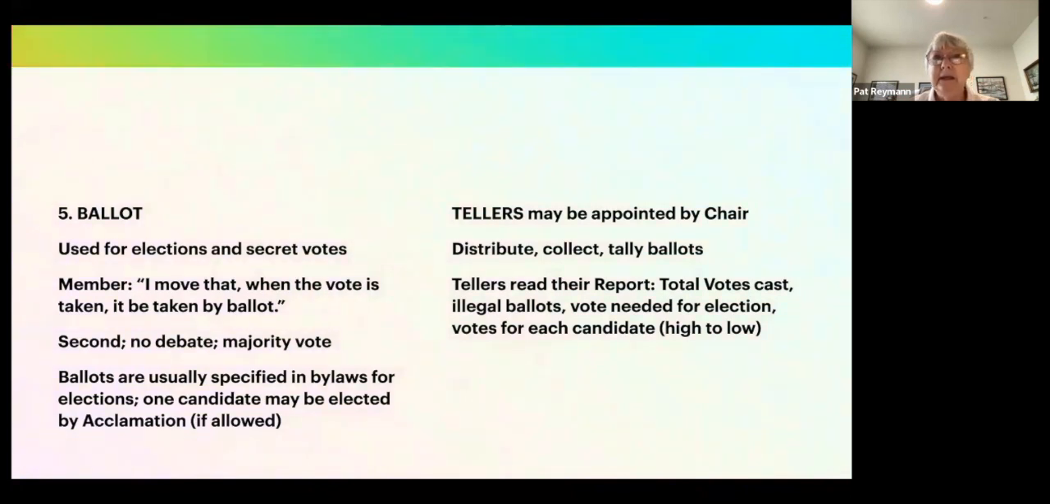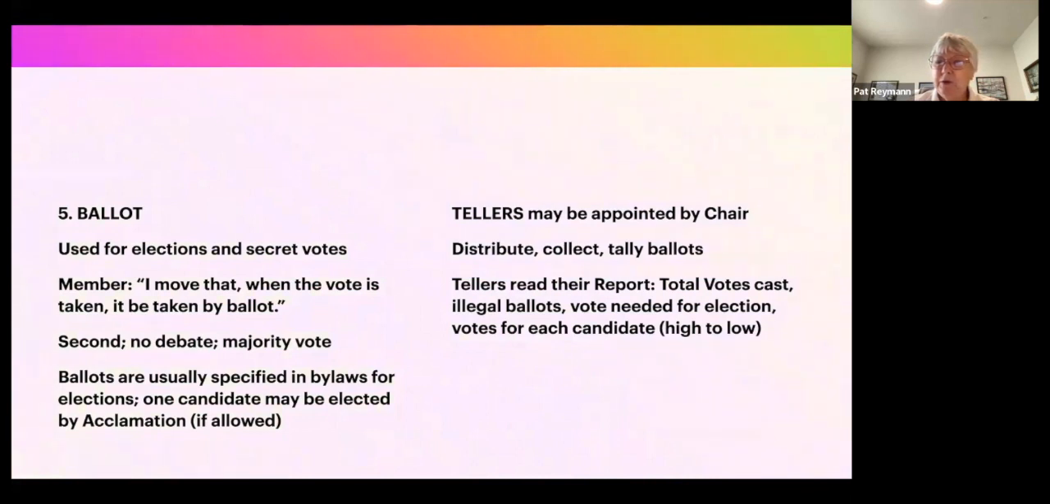You can tell how many illegal ballots there are. Usually there are not very many or any. That's if someone has voted for Mickey Mouse, or if somebody has voted for two people when they're only supposed to vote for one, that's an illegal ballot. If somebody has accidentally gotten two ballots when they should have only gotten one, and they fill them both out and fold them up together, that is one illegal ballot, and that's not counted.